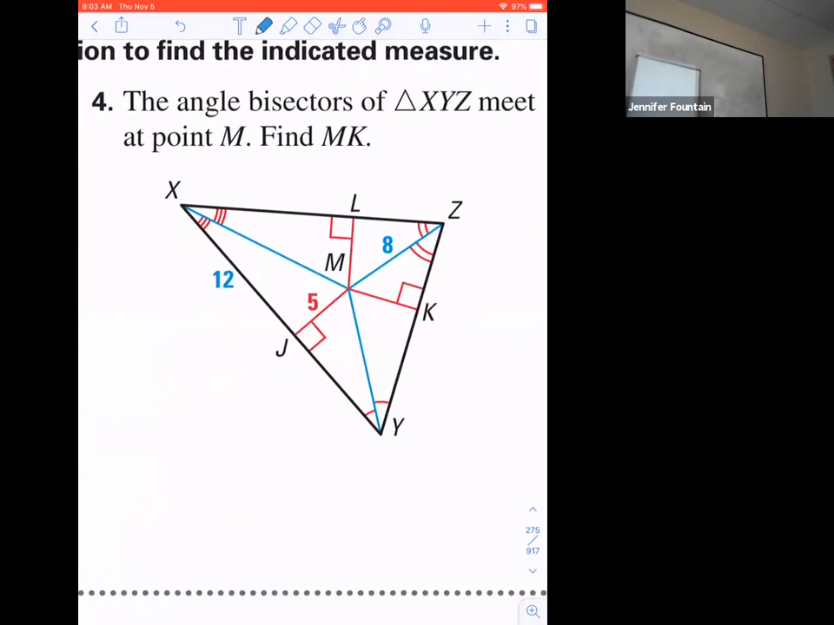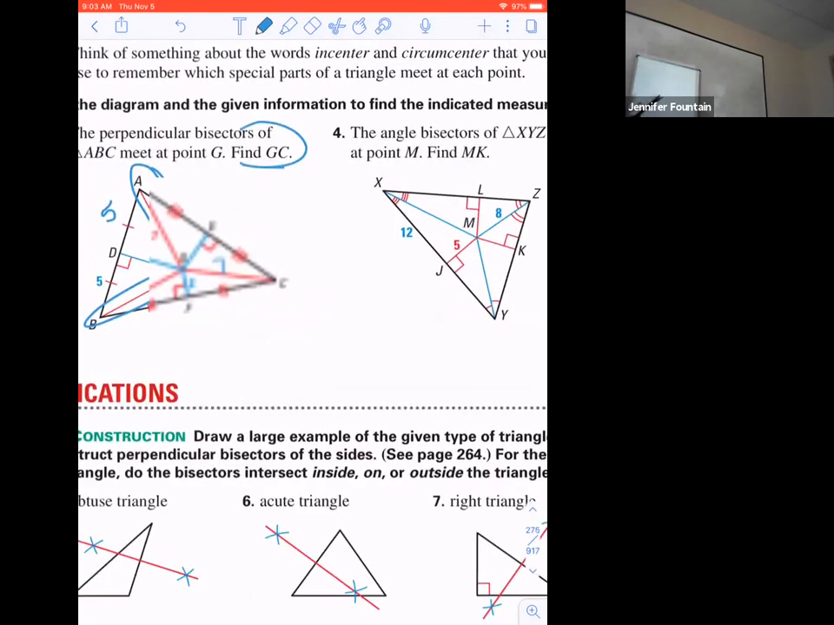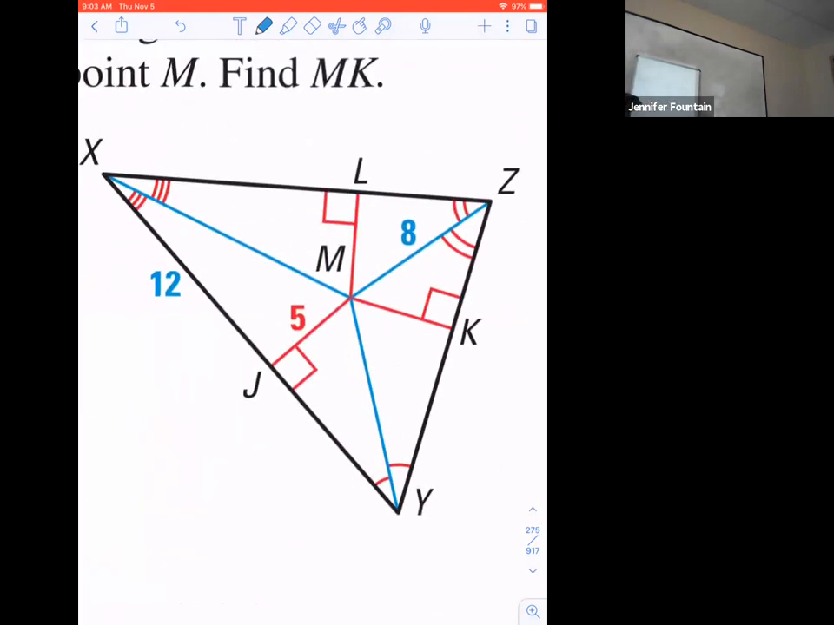Now let's go ahead and look at number 4. What is the difference here? So notice number 3, we were dealing with our angles, right? We were dealing with angle bisectors, and we said that those were equidistant. Now we're doing segment bisectors. What do we know about those? What about the segment bisectors? Look at theorem 5.6 on page 274.